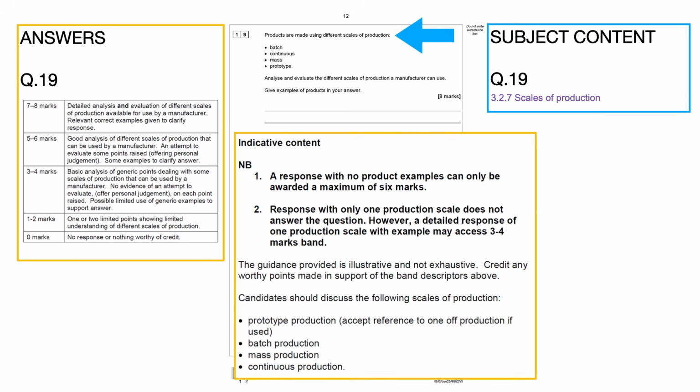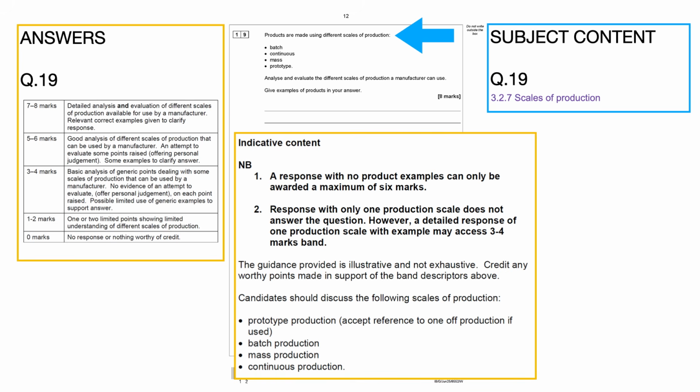You are expected to discuss each of those 4 bullet points, the pros and the cons, and the overall evaluation. So to get those 8 marks, you need a detailed analysis and evaluation of different scales of production available for use by a manufacturer, and you need relevant, correct examples given to clarify a response. So here's some indicative content. A response with no product examples can only be awarded a maximum of 6 marks.